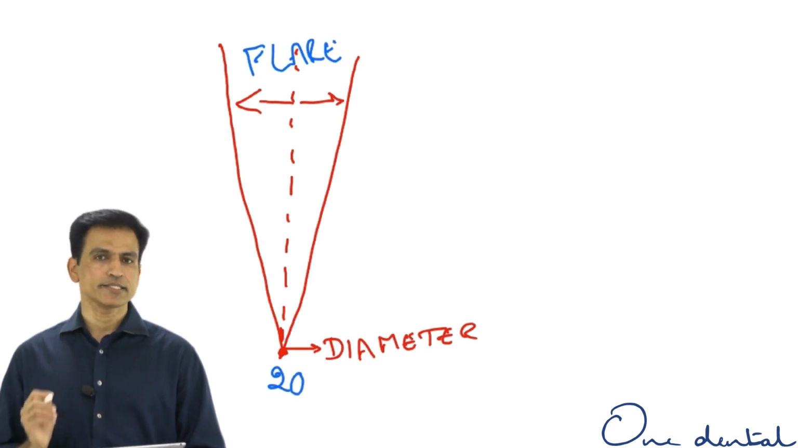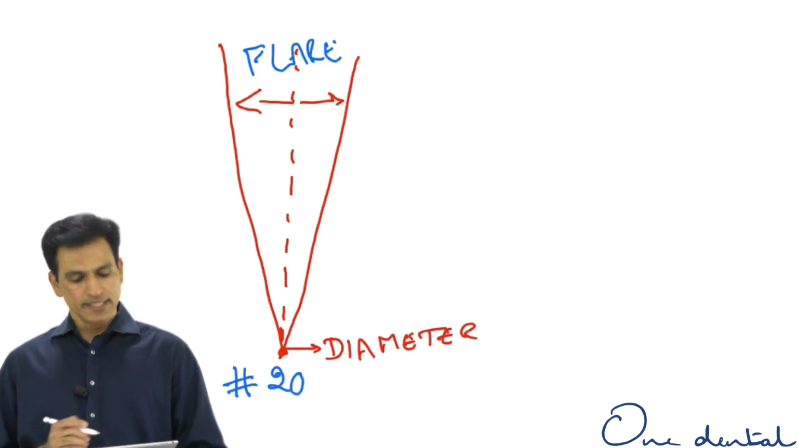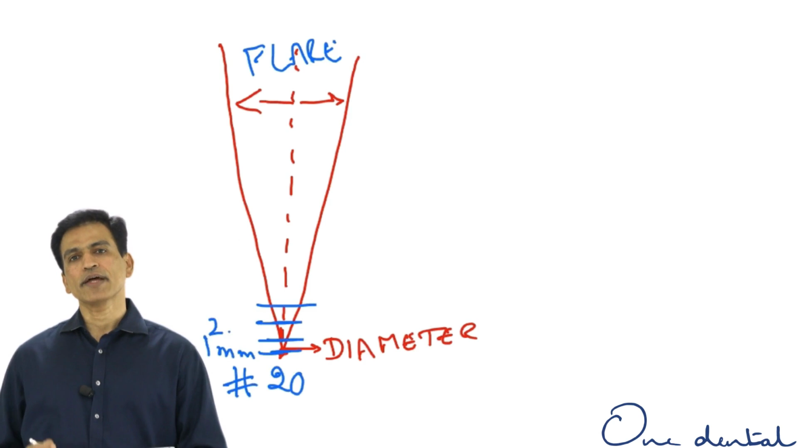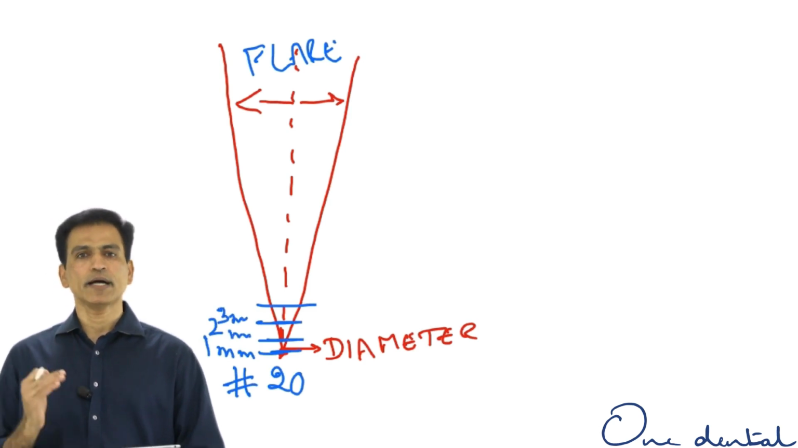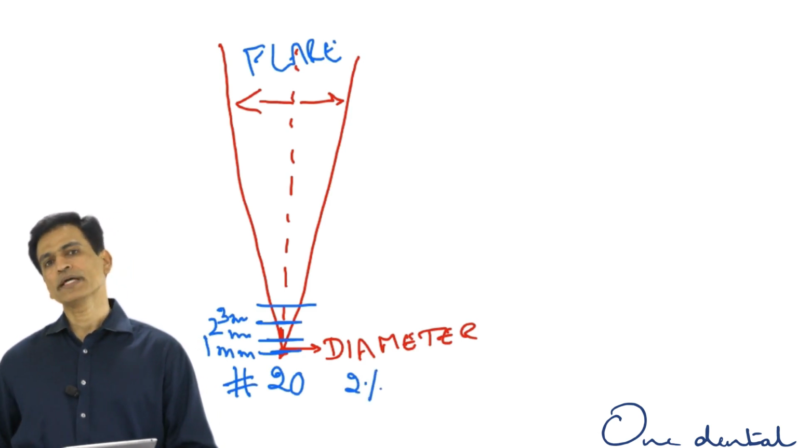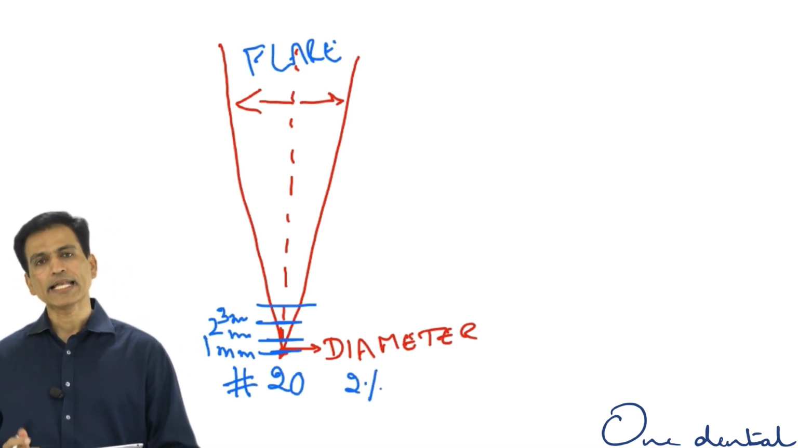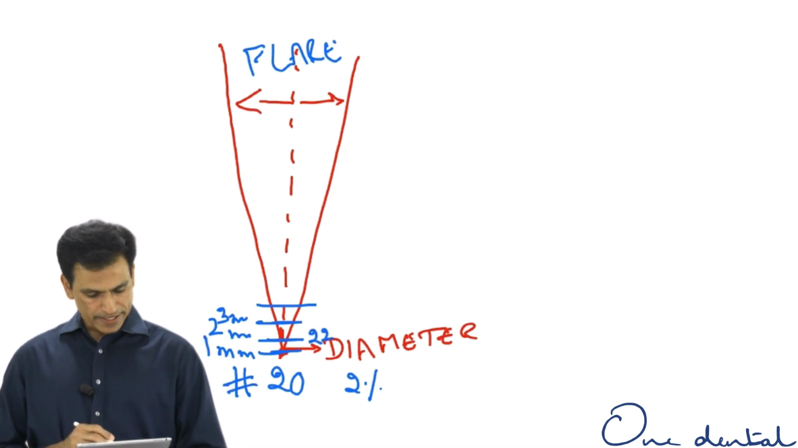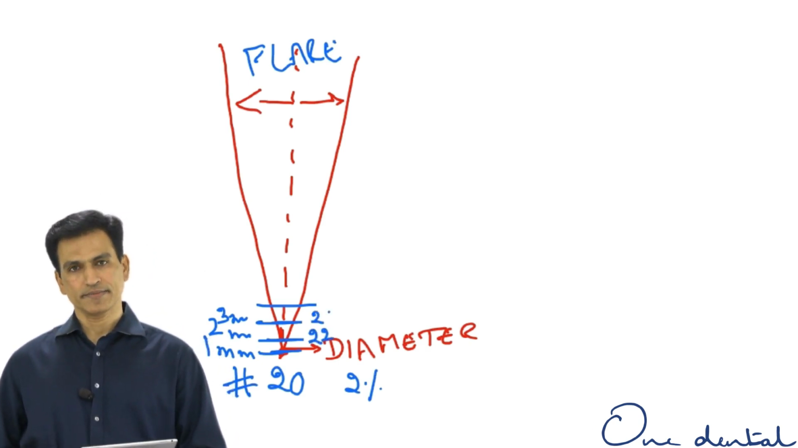Imagine an example in this picture. In this diagram, you have a size 20 file explained. A 20 size file, after every millimeter, is going to jump by a size 2. So at 1 millimeter, it's going to be a size 22. At 2 millimeter, it's going to be a size 24. And at 3 millimeter, it's going to be a size 26.